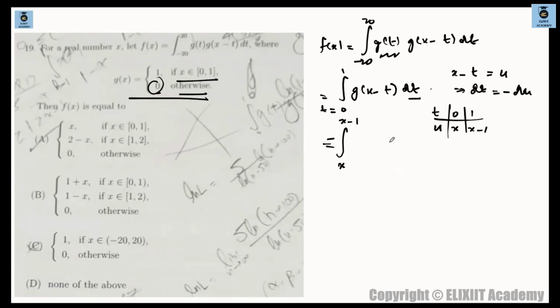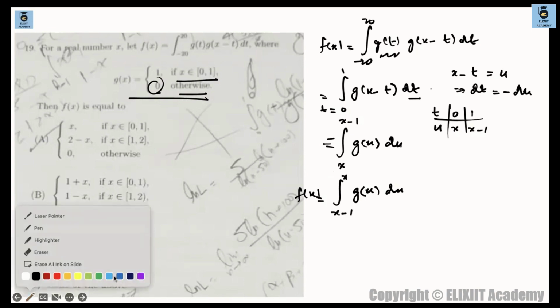So take out one minus sign common. So this is du, and g(x minus u) is g(u) du. Next, you can adjust this minus sign by rewriting this as the integral from x minus 1 to x of g(u) du. So we have simplified our f(x), and this is our f(x). Just like the previous question, we define this thing with the help of cases.